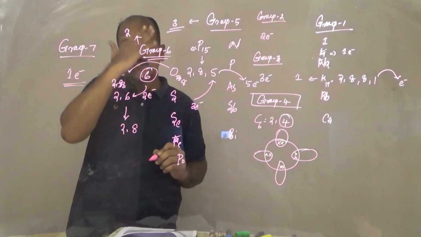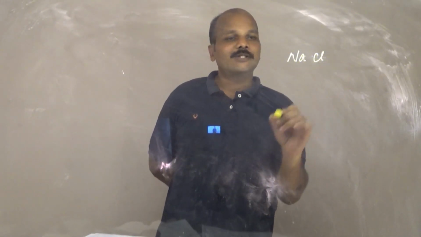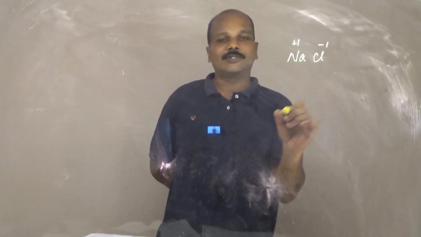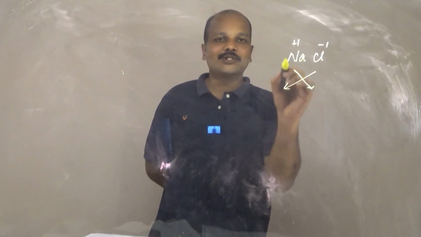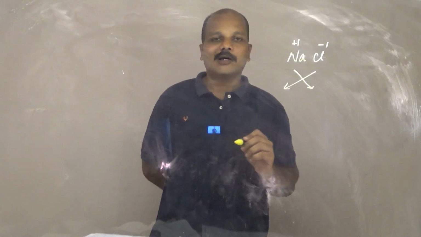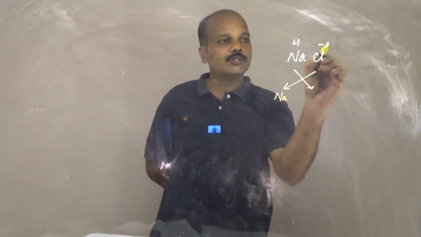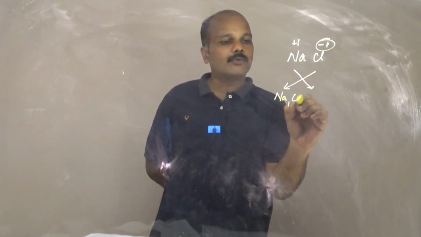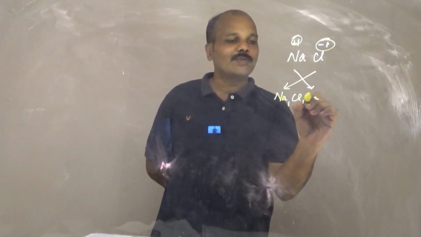Now, let's see how to write the formula using valencies. If you just know the valency of a particular atom, it is very easy to write the formula. For example, sodium chloride. Sodium has valency +1, chlorine has valency -1. You just reverse them and write the atomic symbols. Since both sides are equal, we can write NaCl.